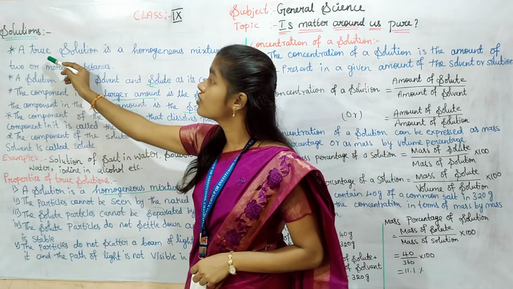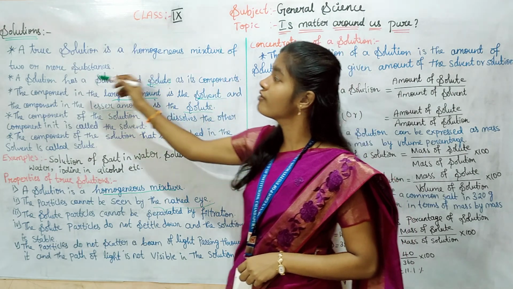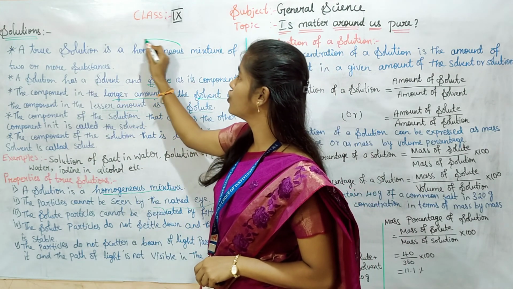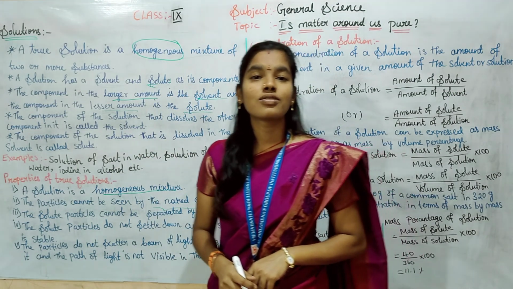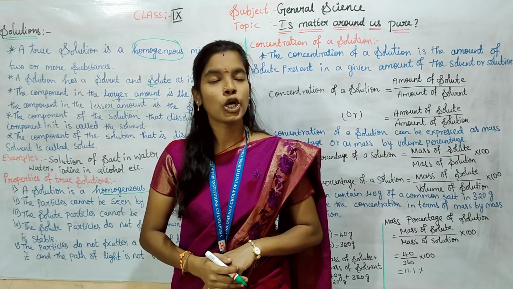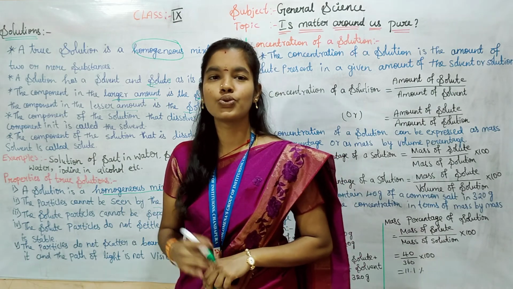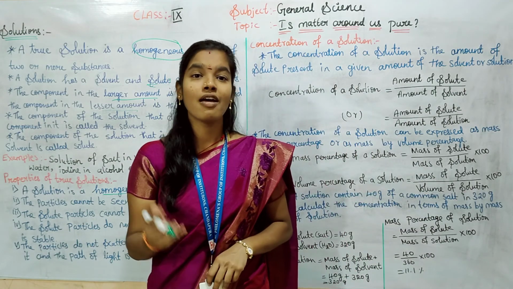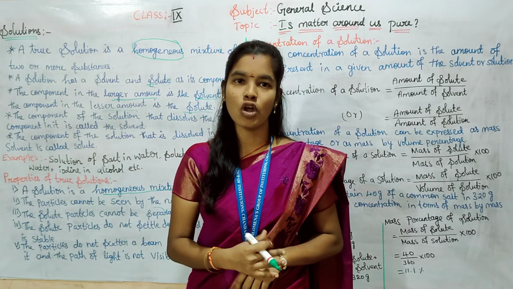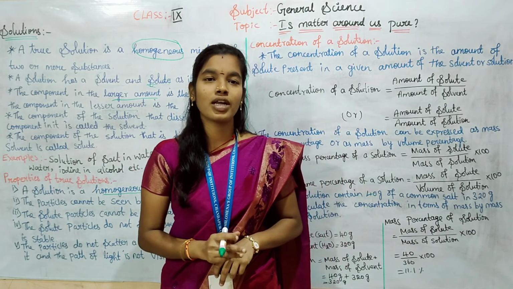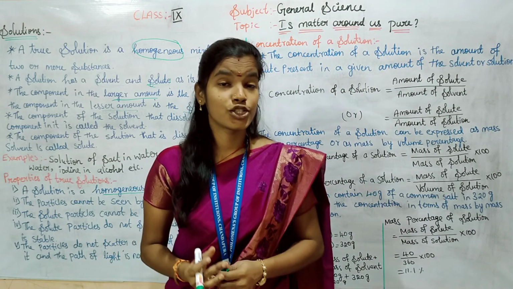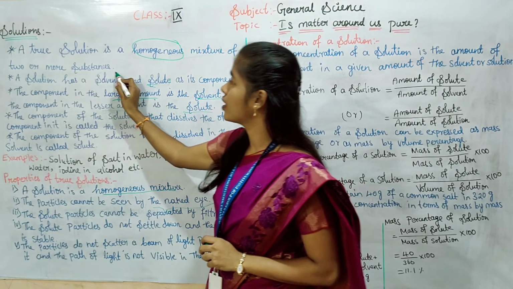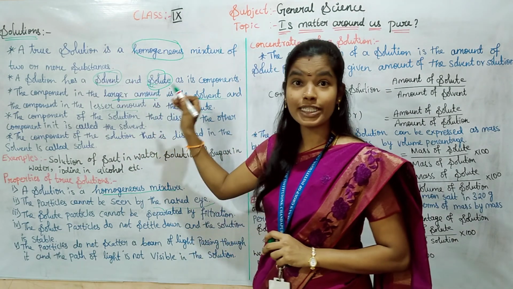First one is solution. A true solution is a homogeneous mixture of two or more substances. The solution is nothing but a homogeneous mixture of two or more pure substances. And this solution has two components: one is solute, another one is solvent. So a solution has solvent and solute as its components.